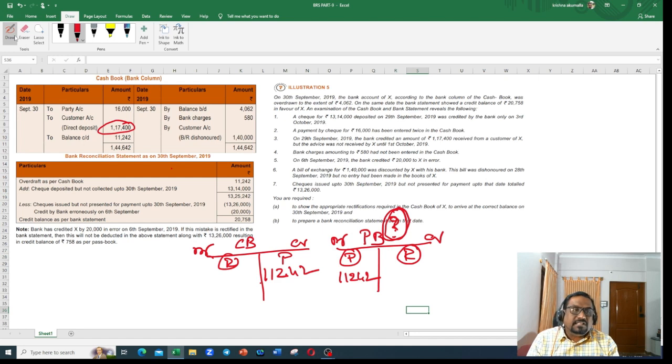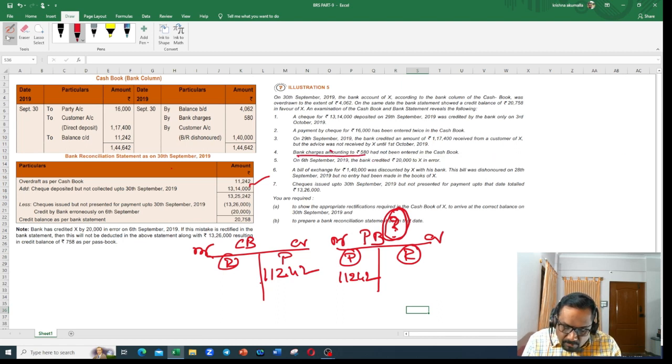1,17,400 was already adjusted. Since it is already adjusted and we have taken the adjusted cash book balance here, you don't require to bring that in as a part of the reconciliation now, because this is already adjusted in the cash book. Because there is no mistake in the bank. It was an omission in the cash book. That omission has been rectified. So it is not going to be part of our reconciliation. Hope you are clear on this point. Next.